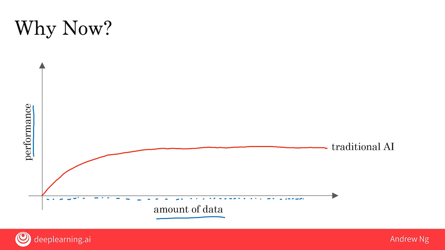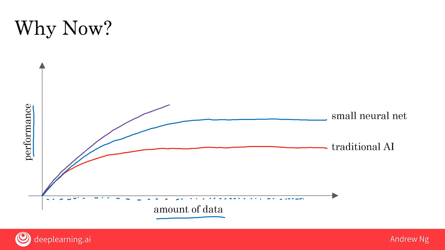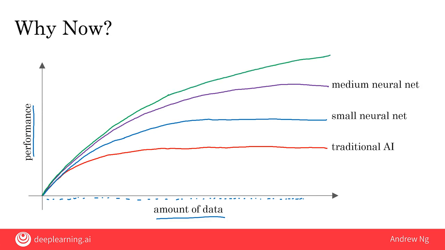AI has really taken off recently due to the rise of neural networks and deep learning. I'll define these terms more precisely in a later video, so don't worry too much about what it means for now. But with modern AI, with neural networks and deep learning, what we saw was that if you train a small neural network, then the performance kind of looks like this, whereas you feed it more data, performance keeps getting better for much longer. And if you train an even slightly larger neural network, say a medium-sized neural net, then the performance may look like that. And if you train a very large neural network, then the performance just kind of keeps on getting better and better.